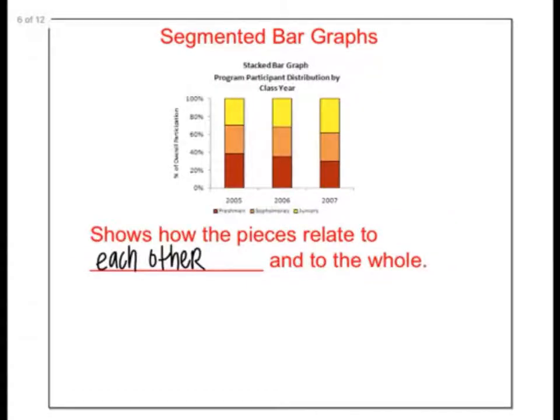This is an example of a segmented bar graph, similar to other bar graphs that you maybe have seen before, but you can see that we've literally stacked some different data on top of each other. So the red represents freshmen, orange is sophomores, yellow is juniors. I can see that in the key down there. And this is nice because we can compare the freshmen, sophomores, and juniors all in one graph instead of having three different graphs. So segmented bar graphs are really good for showing how the pieces relate to each other and to the whole.